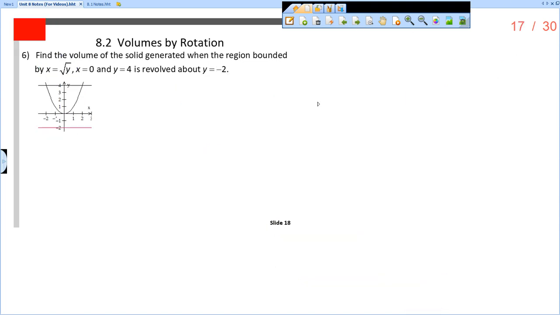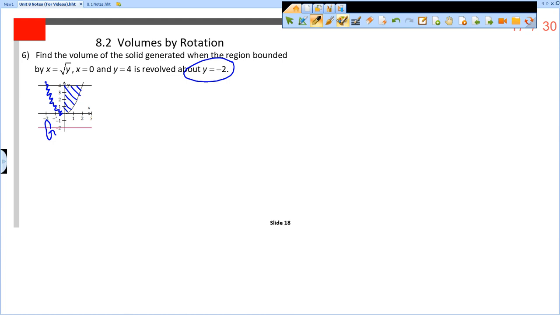All right, slide 18. Now, okay, I'm taking the same region, x equals root y, x equals 0, y equals 4. So remember, not this part of the parabola, right? So just this region again, right? And now I'm revolving around y equals -2. So now y equals -2 is down here. Y equals -2 is a horizontal line.